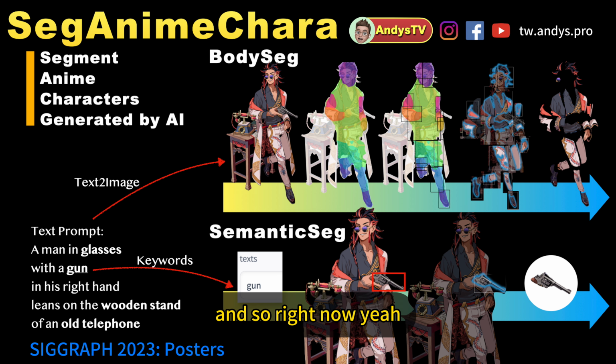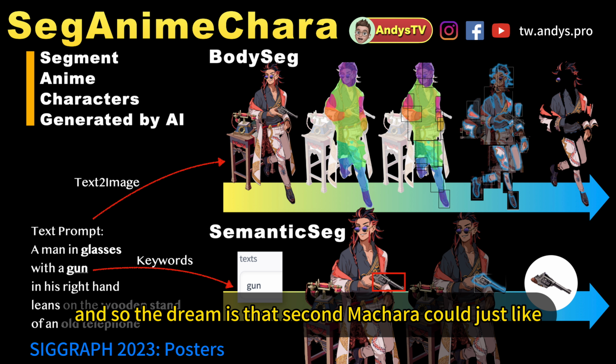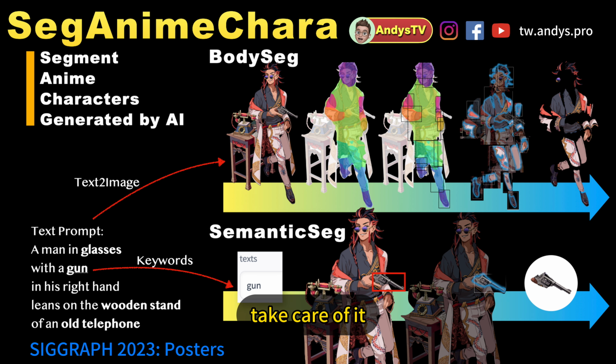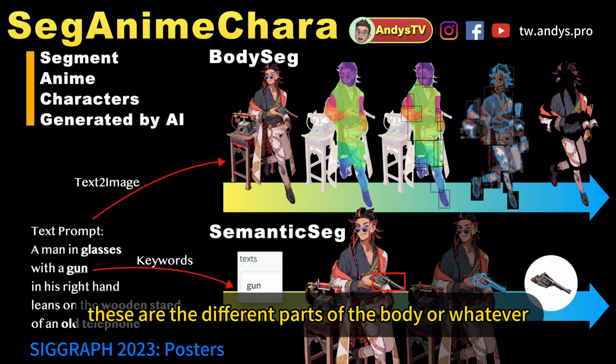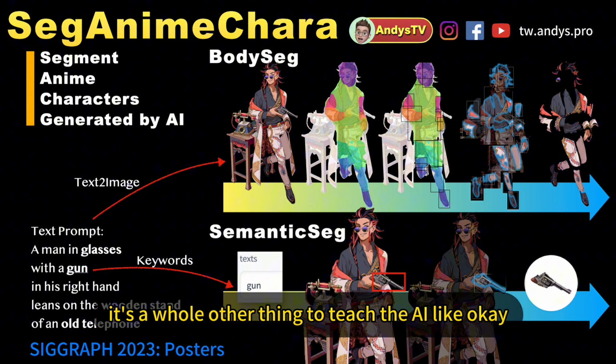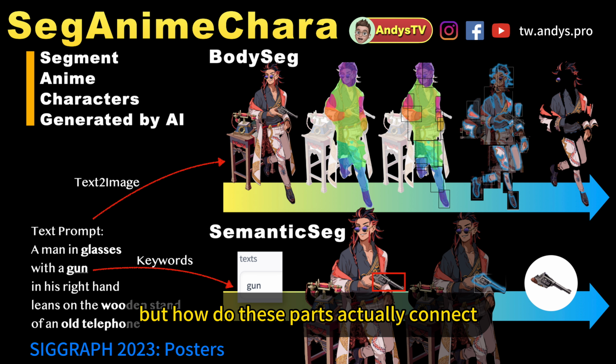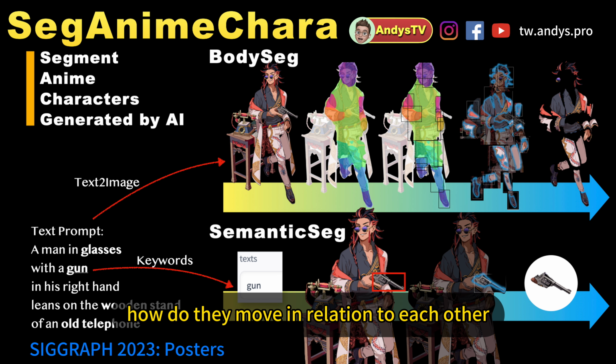I see, okay. And so right now, a lot of times artists have to do that by hand, piece by piece. Oh, wow. And so the dream is that SegAnimeChara could just take care of it. Just handle it. But it's tricky because it's one thing to know, okay, these are the different parts of the body. It's a whole other thing to teach the AI how these parts actually connect. How do they move in relation to each other?